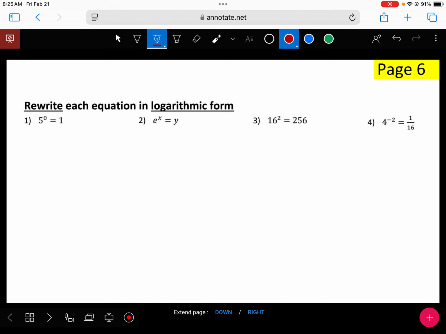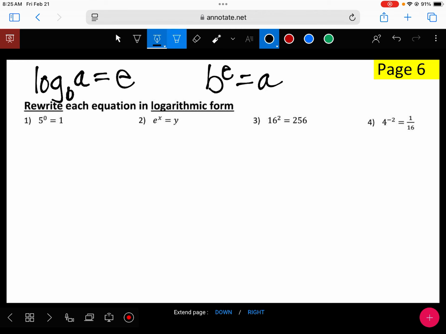Now let's go the other direction. Write this in log form. So here's our rule. Let me just write it up here again. And then take a minute and try to do that row.